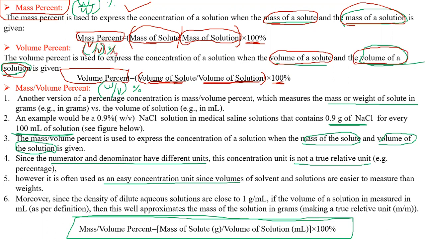Before proceeding, see that whatever liquids you are using in day-to-day life, like shampoos, syrup, medicine, tonic, hair oil, and deodorants, these are the things where you can see volume by volume percent. On the package you will see the volume by volume percent unit.